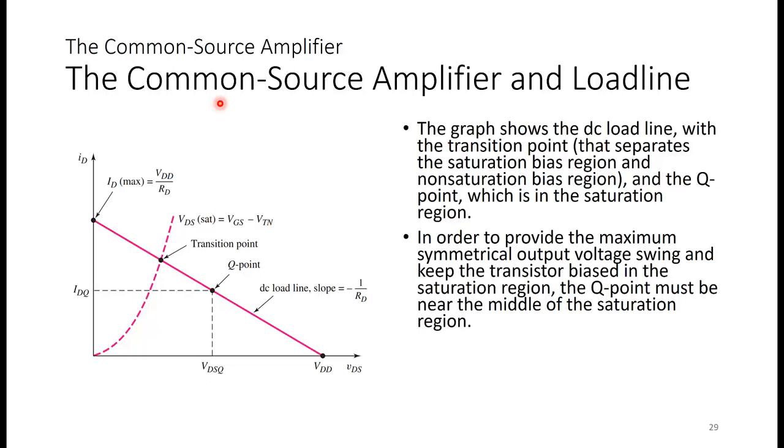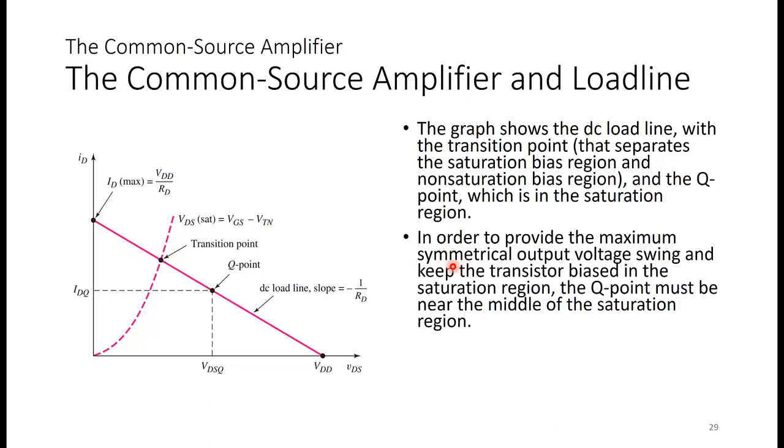Okay, to provide a maximum symmetrical output voltage swing without distortion, we need to keep the transistor biased in the saturation region, because when you vary VGSQ from the input voltage, it will vary along this line here like this. But if the value of VGS will cause ID and VDSQ point to pass beyond the transition point into the non-saturation region, then the amplifier will not be linear anymore, and you can expect distortion to happen.